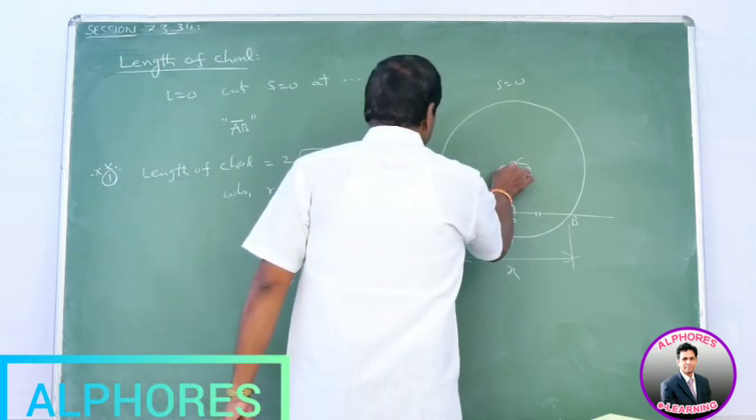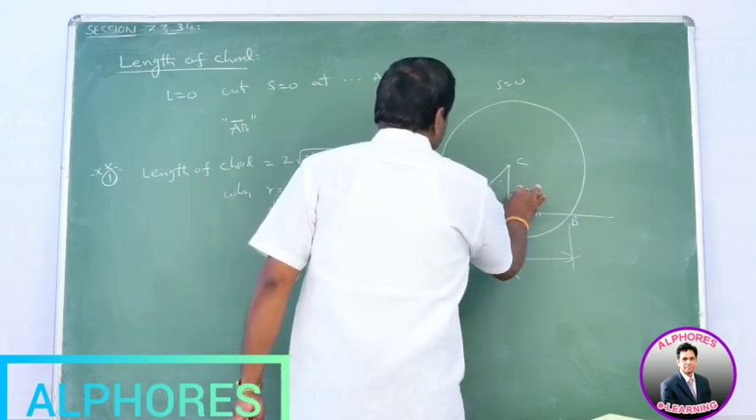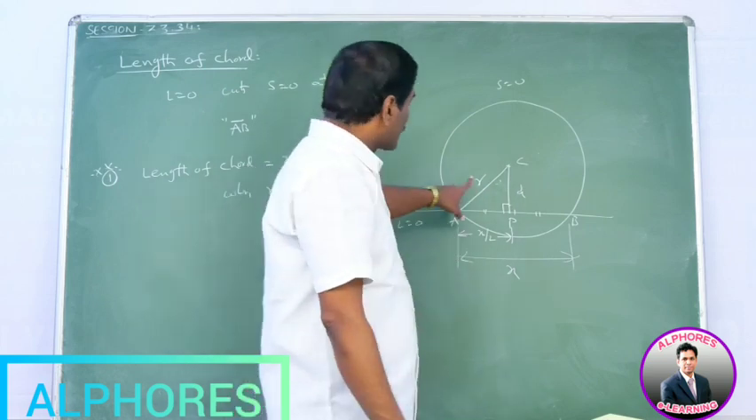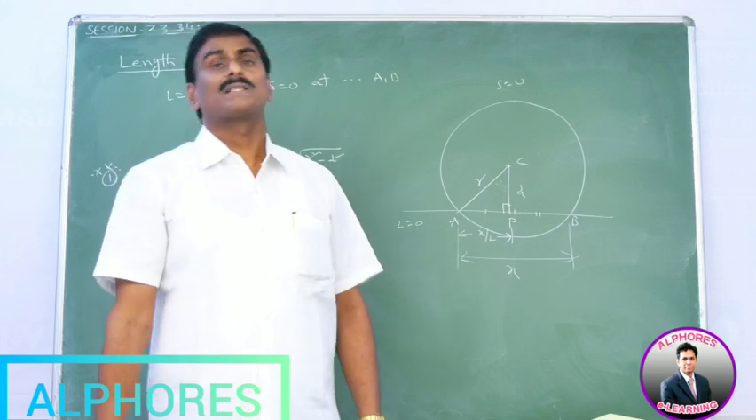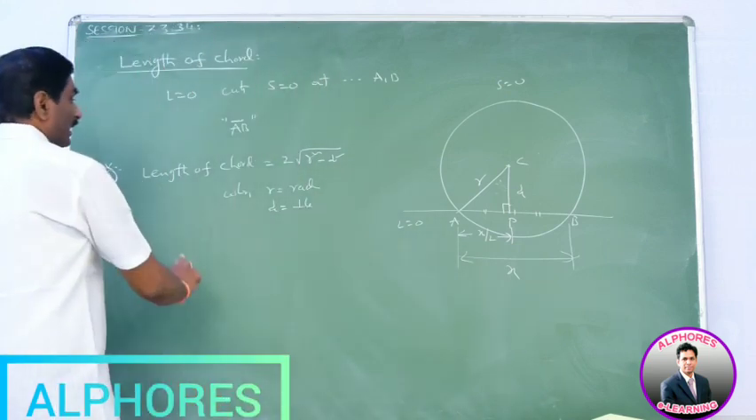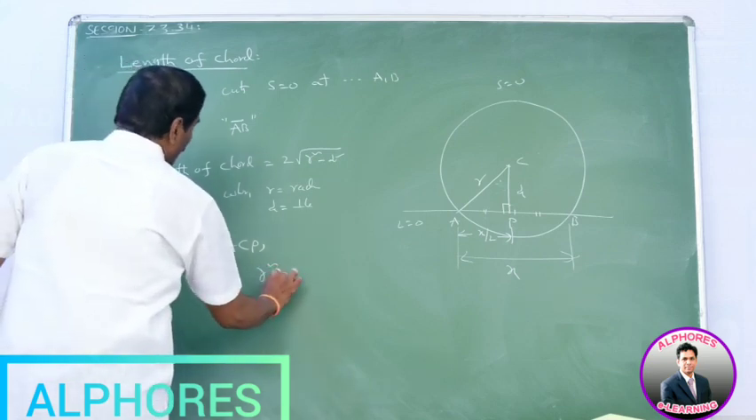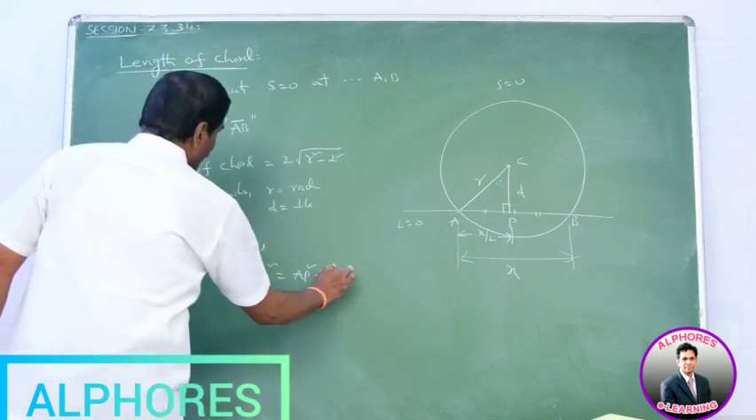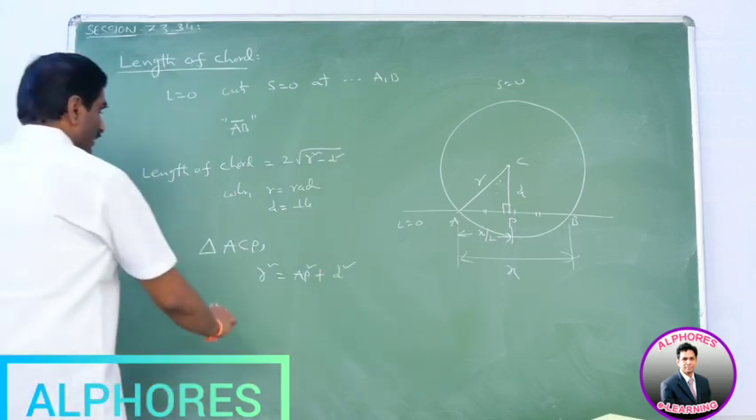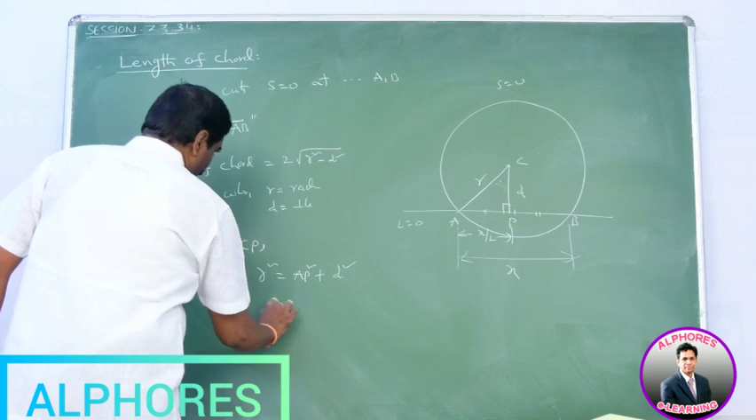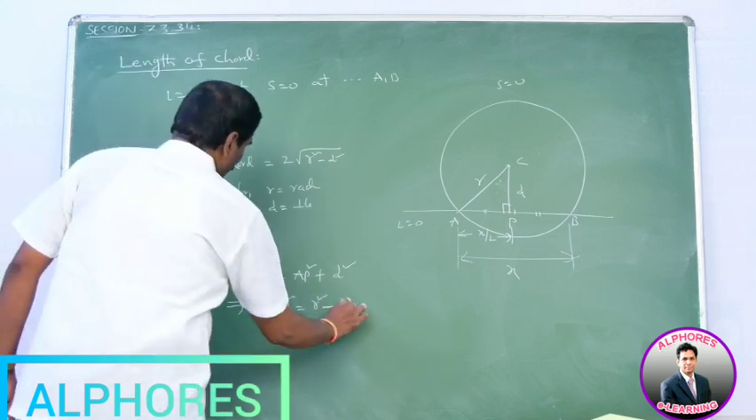Join AC. This angle is 90 degrees. It is the distance D. It is the radius R. Hypotenuse is a known value. One of the sides is a known value. To find the third side, hypotenuse square is equal to side square plus side square. From triangle ACP, R square is equal to AP square plus D square. That means AP square is equal to R square minus D square.